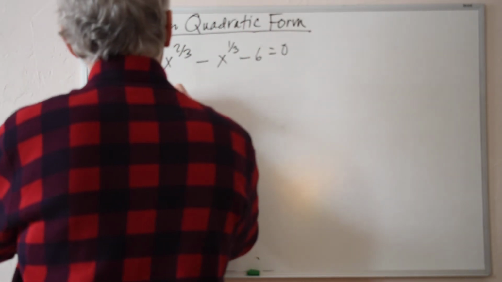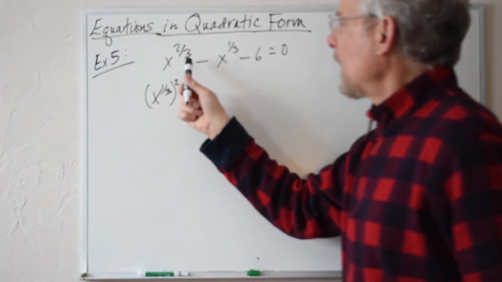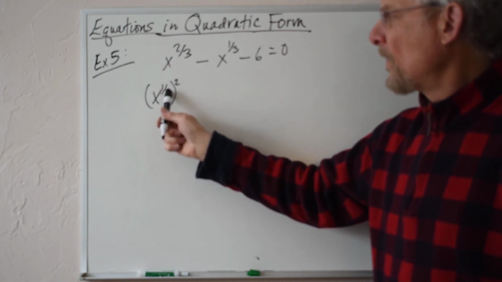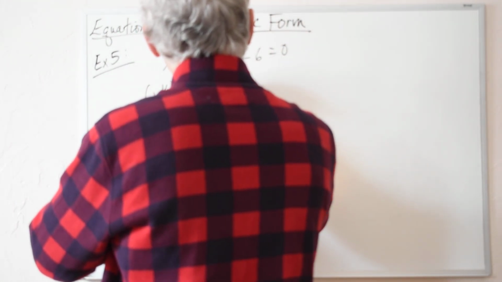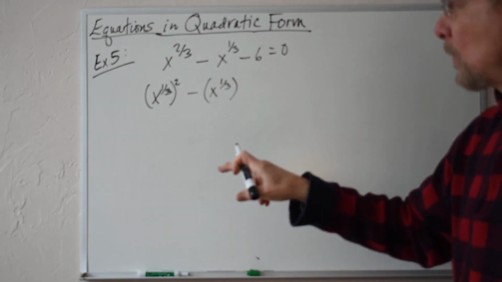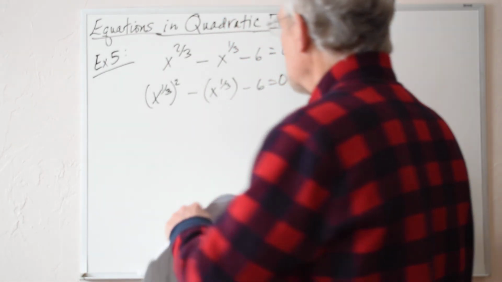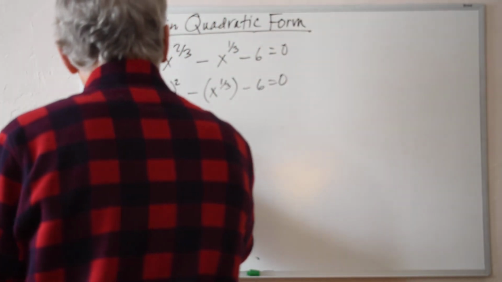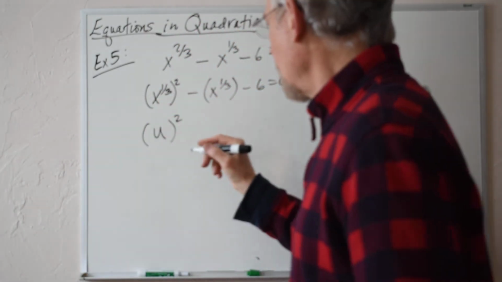Notice again, we can take x to the 2/3 and think of it as something squared. We can think of it as x to the 1/3 squared. And we've already got another occurrence of x to the 1/3 in this equation. So you see the pattern developing again. What should we let u equal? Let's let u equal x to the 1/3.